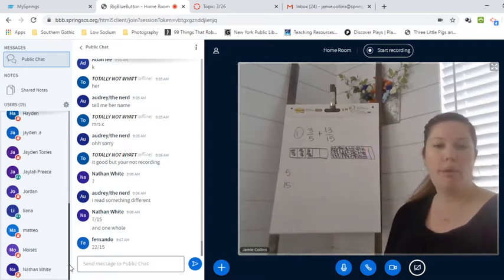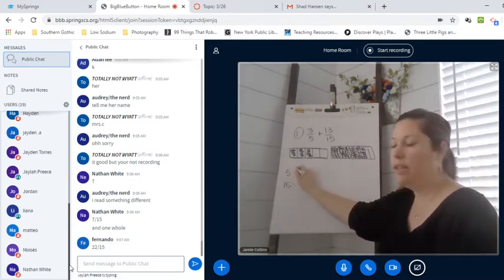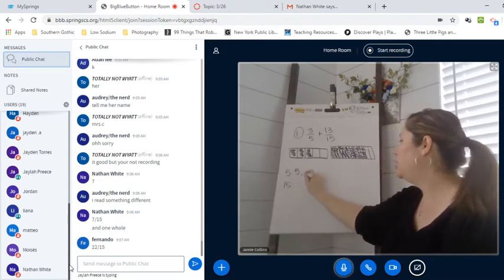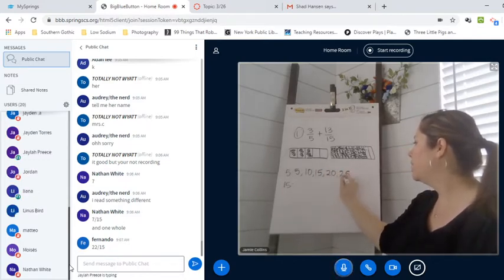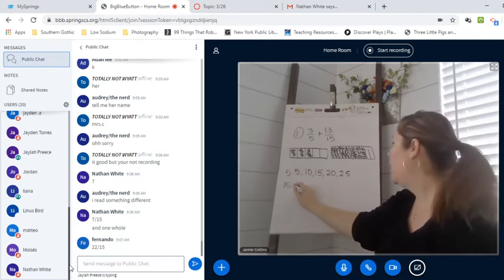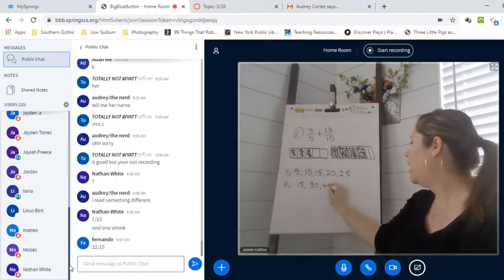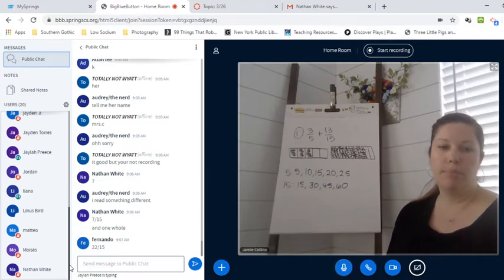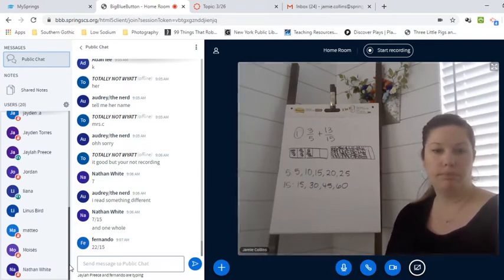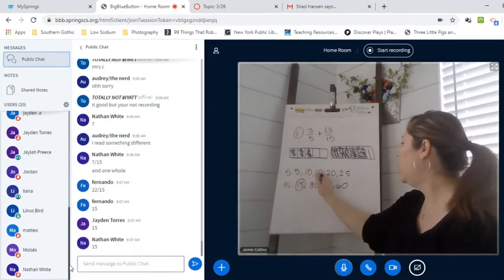So remember, our least common multiple, we're multiplying each time, right? So 5 times 1 is 5. 5 times 2, 5 times 3, 5 times 4, 5 times 5. And then I'm going to do 15. And so then I'm going to have 15, 30, 45, 60. What is the lowest common multiple that they both have in common? Yeah, 15. 15 here and 15 here.